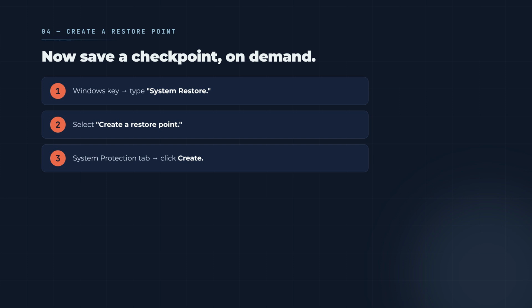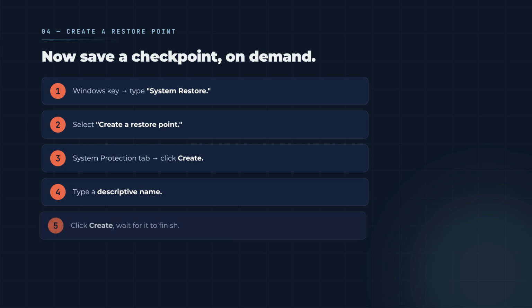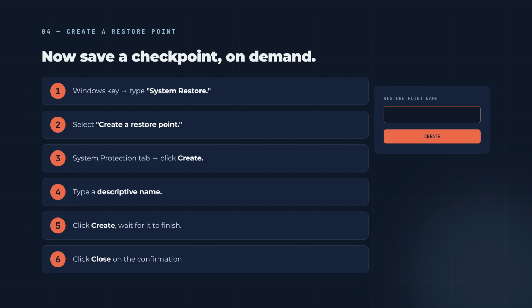Press the Windows key and type System Restore. Select Create a Restore Point from the results. In the System Protection tab, click the Create button. Now type a short, descriptive name, something like Before Graphics Driver Update, because 6 months from now, New Restore Point tells you nothing, but a real label tells you exactly what moment you're looking at. Click Create and wait a few seconds for Windows to finish.